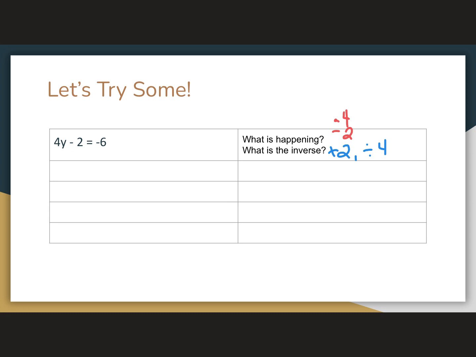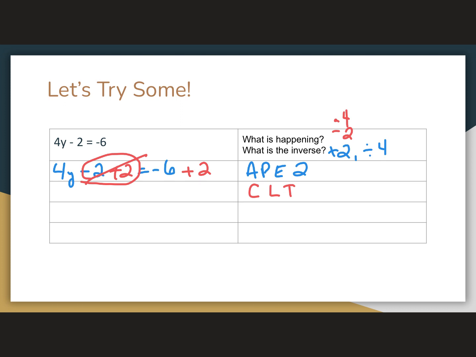So the first thing we're doing, we use our addition property of equality. We're going to add 2. So I have 4y minus 2 plus 2 equals negative 6 plus 2. Then I'm going to combine my like terms. Over here, negative 2, positive 2 is going to cancel. I'm left with 4y equals negative 6 plus 2 is negative 4.